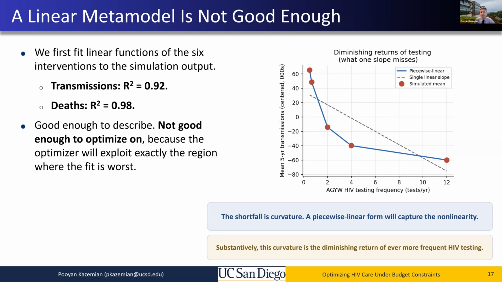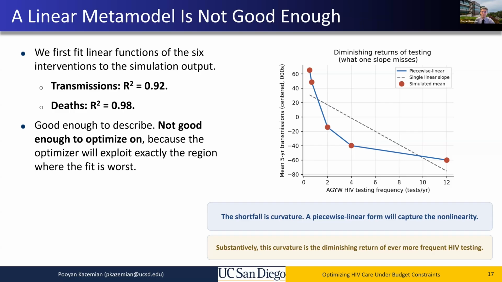And for those of you who have a little bit of a statistical background, you probably know that these kind of R-squares are pretty high in statistical terms. When we want to do prediction or when we want to describe a pattern, R-squares of about 0.92 or 0.98 are considered very high. But our finding here was that these are not good enough for optimization, because an R-square of 0.92 essentially means that the model sometimes overestimates transmissions and sometimes underestimates transmissions.